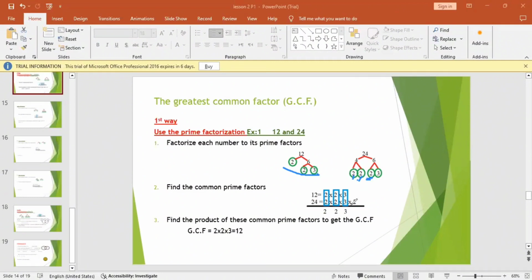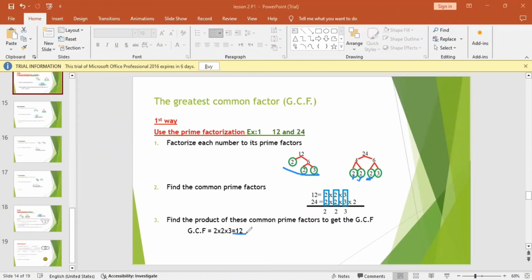Now we have to get the common factors. I have here 2, take only 1. And I have here 2 and 2, take only 1. 3 and 3, take only 1. Then multiply these common factors. 2 times 2, 4. 4 times 3 equals 12. So the greatest common factor is 12.